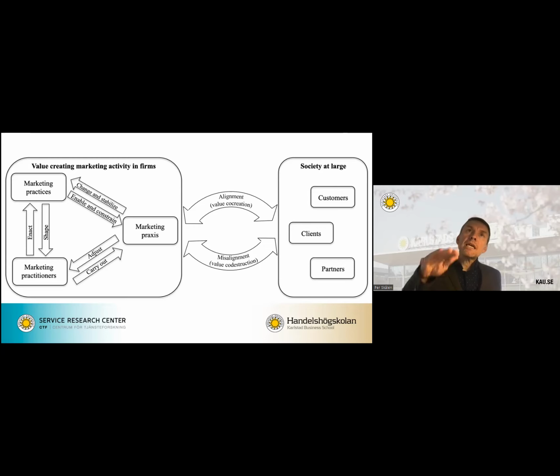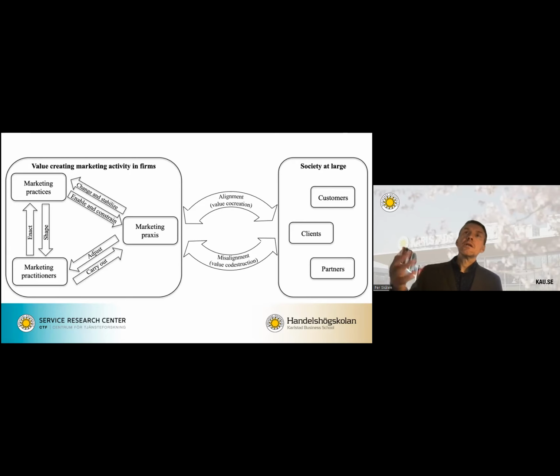So our key idea in this paper is to launch a framework that is an alternative to resource-based theories of the firm to study marketing, doing that on the basis of practice theories, in order to really understand the activities that are going on within firms. We also say that this internal activity can be done in such a way that it aligns with the actors of society, customers, clients, and partners, which is emphasized in the AMA definition, or in such a way that it misaligns, that it doesn't work well, the value creating marketing activity that we are conducting within firms.